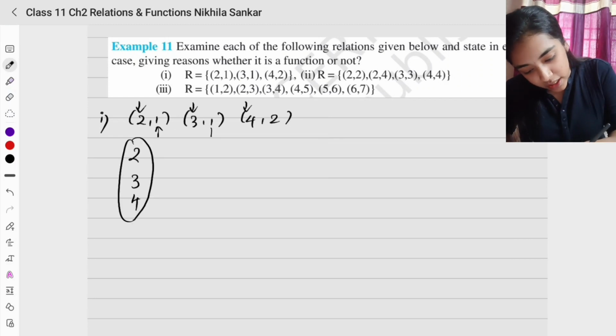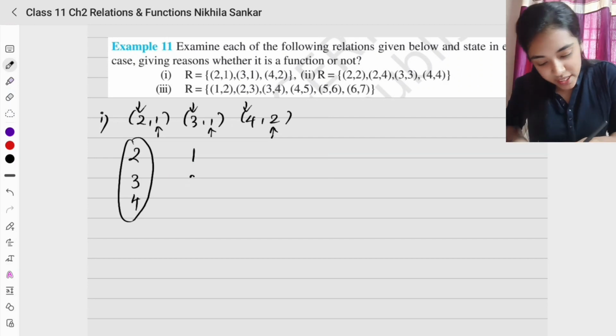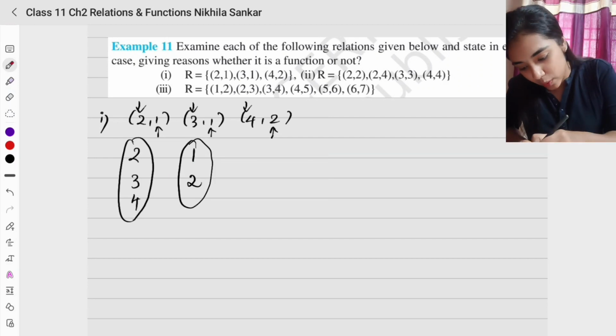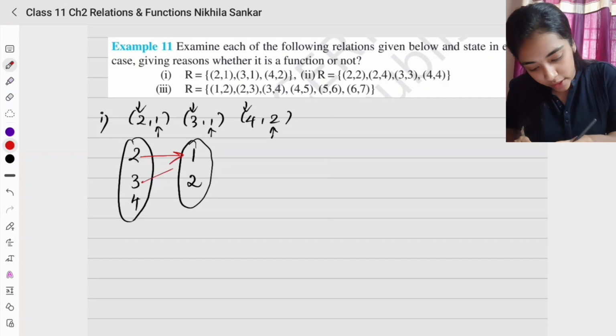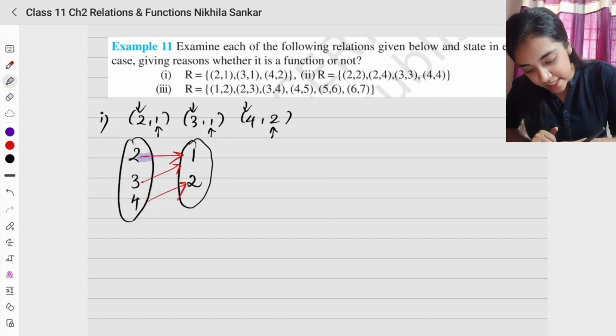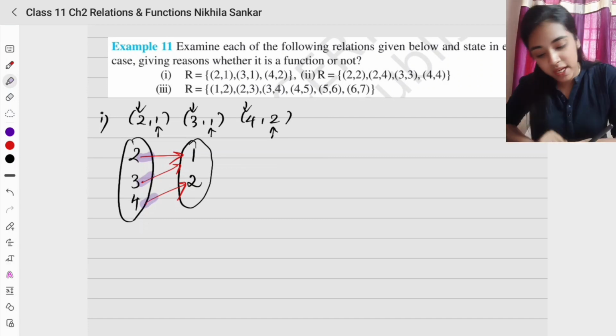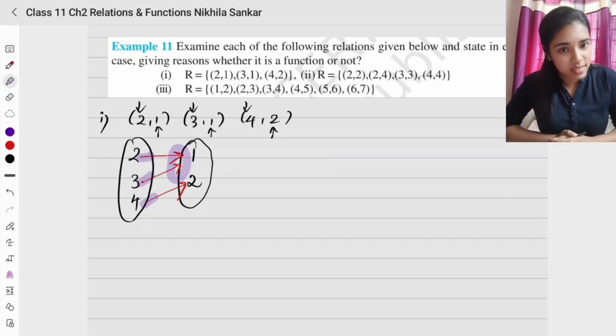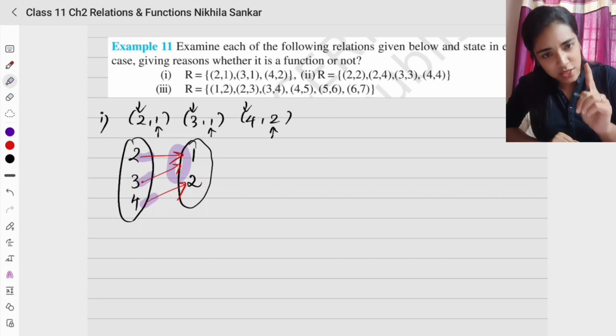And what are all my set B elements? It is going to be 1, 1 and 2. You do not repeat it. So, it is 1, 2. Okay. Now, how am I going to map it? 2, 1, 3, 1, 4, 2. So on the left hand side, I see that from each element there is only one arrow mark. That doesn't matter how many arrows arrive at one element. Correct? Each and every element has only one image.